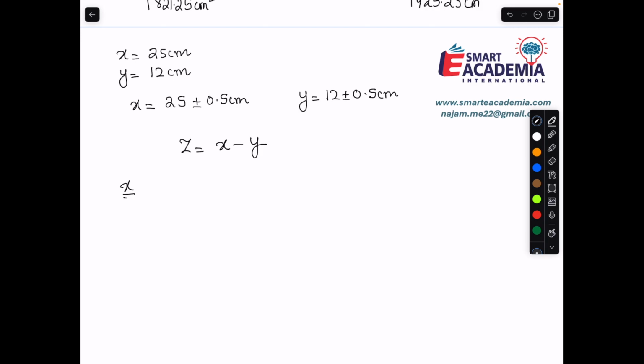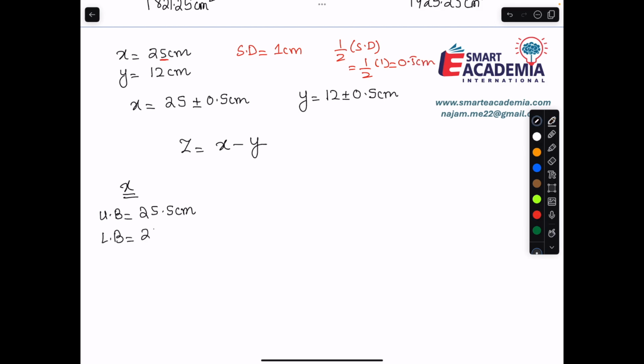And I need to find the lower bound and the upper bound for this particular quantity. So if I see x, I know my x upper bound is basically 25.5 centimeters. Just remember, how did the 0.5 come in? Because there's no decimal place, so the smallest division is basically 1 centimeter, and we know the error is basically half of the smallest division, so that's half times 1, which is 0.5 centimeters. So my lower bound in this case would be 24.5 centimeters. Similarly for y, my upper bound is 12.5 centimeters, and my lower bound is 11.5 centimeters. So I simply add and subtract 0.5 with 25 centimeters and 12 centimeters respectively.